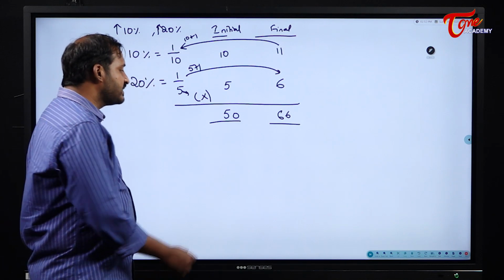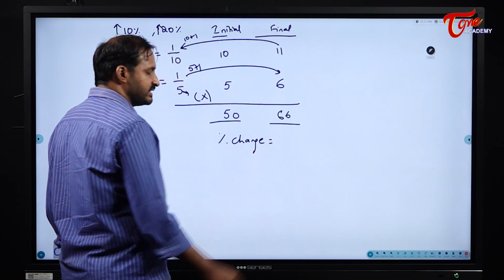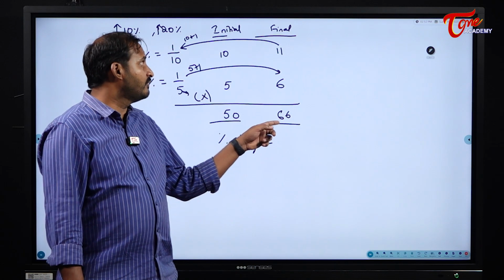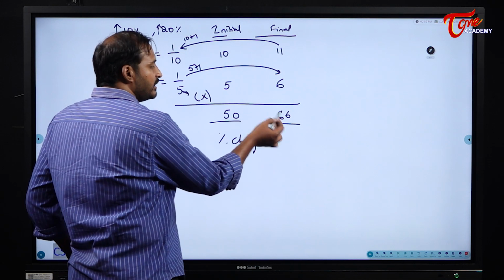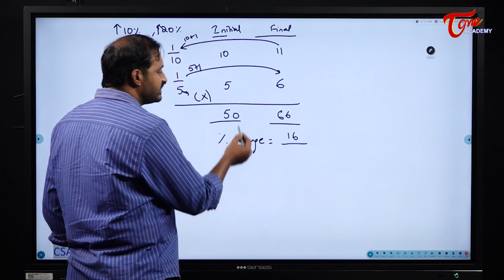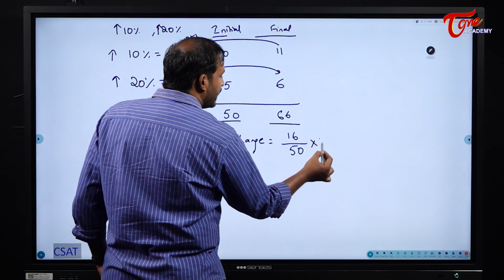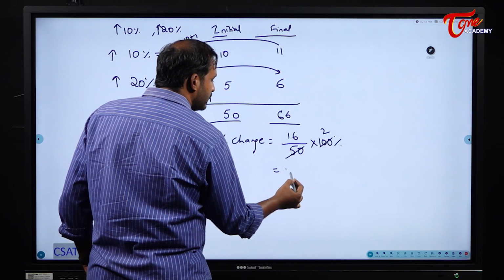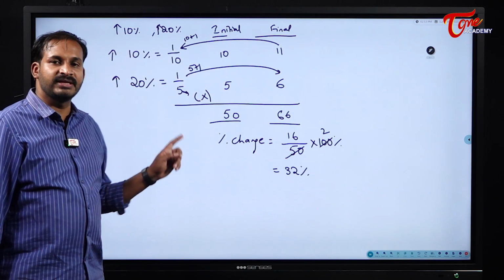That means what is the percentage change here, tell me? First of all, whether it is increased or decreased? Increased. Why? Because my new value, the final value, is greater than my initial value. So how will you write the percentage change? The difference between these two: 66 minus 50 becomes 16, by the original value 50, into 100 percentage. 5 1s, 5 2s, and it will become 32 percentage. Either you can follow this method or that method.